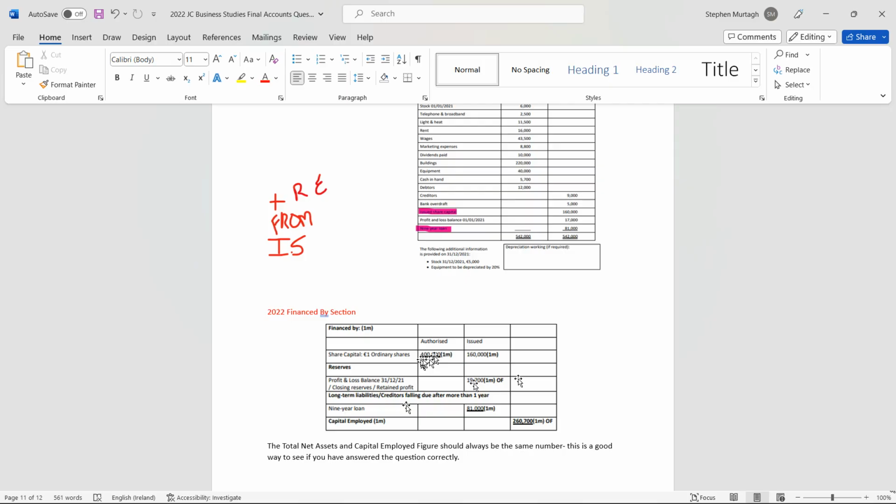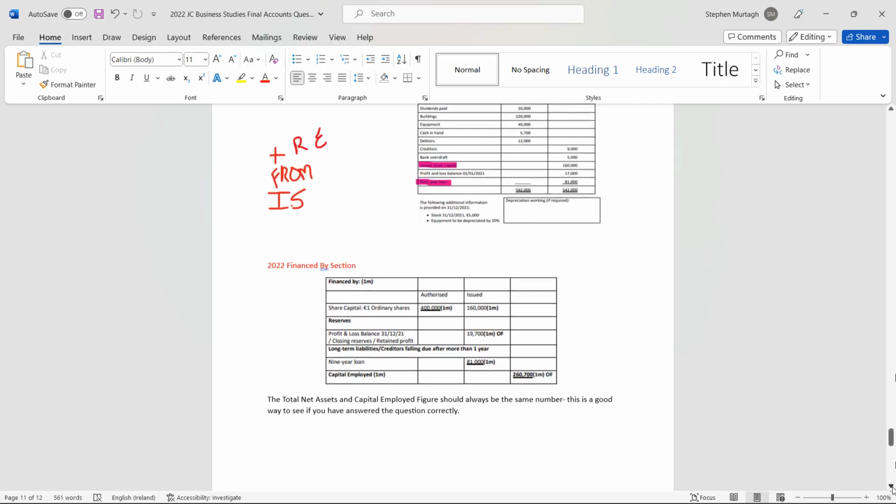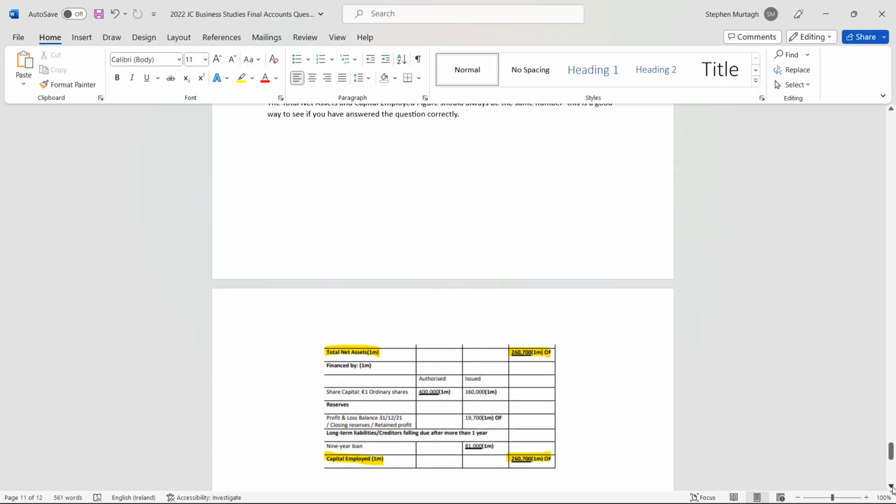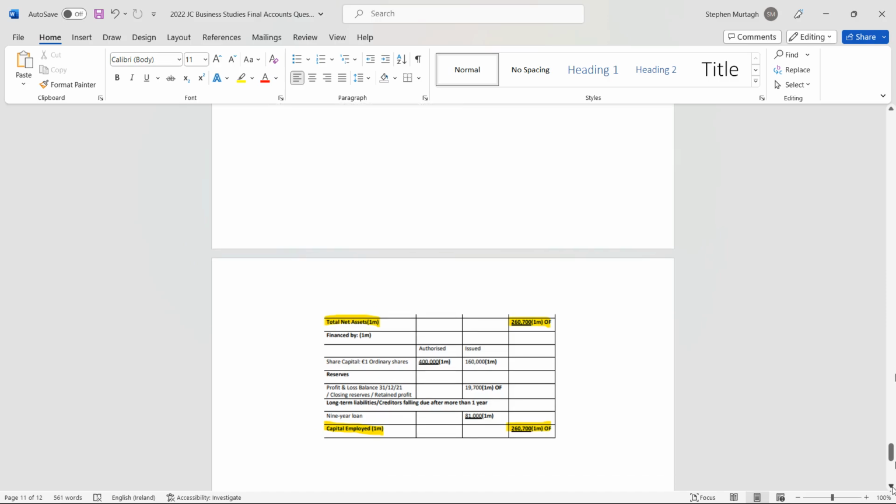Now, to check whether you got the correct answer, the total net assets and capital employed figures should always be the same number. This is a good way to see if you've answered the question correctly. So if you come here, you'll see, remember, our total net assets figure, adding the total fixed assets and working capital together, was 260,700. And the capital employed figure was 260,700 as well.